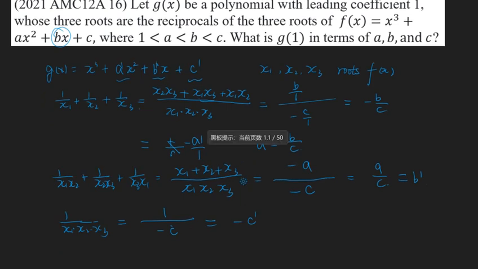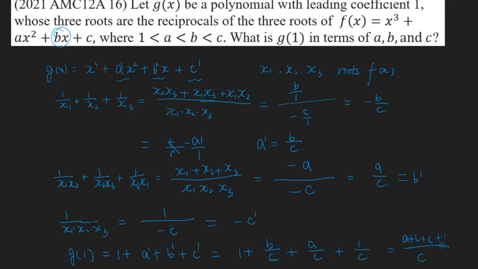It will just equal 1 plus a prime plus b prime plus c prime, which equals 1 plus, so a prime is b over c, b prime is a over c, and c prime is just 1 over c. So that actually equals (a plus b plus c plus 1) over c. Okay, that's solution 1. We need some calculation here, but it's easy to think about. If we're familiar with the Vieta theorem for a third order polynomial, we can do this absolutely.